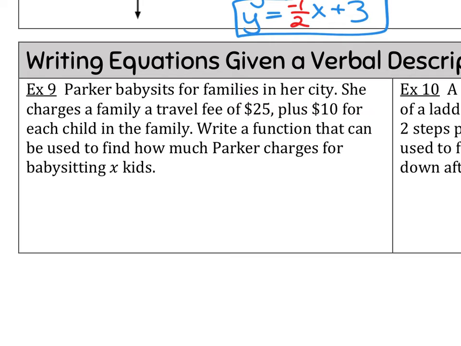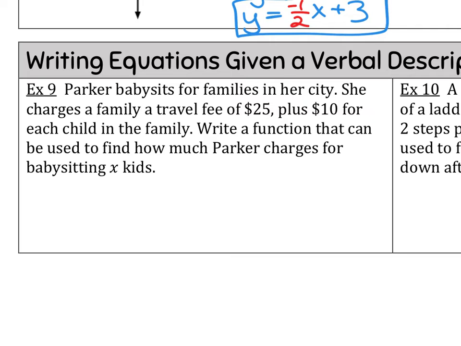There are some key words you can look for to know what number is what. I'm going to read it first and then we're going to see if we can figure out those words together. Example 9 says, Parker babysits for families in her city. She charges a family a travel fee of $25. That's the X, plus $10 for each child in the family. That's the Y. Write a function that can be used to find how much Parker charges babysitting X kids.